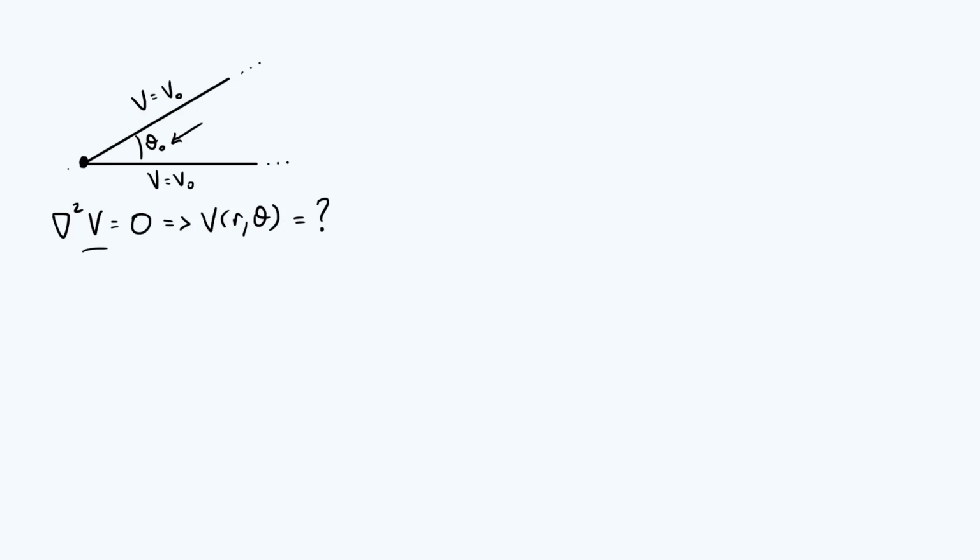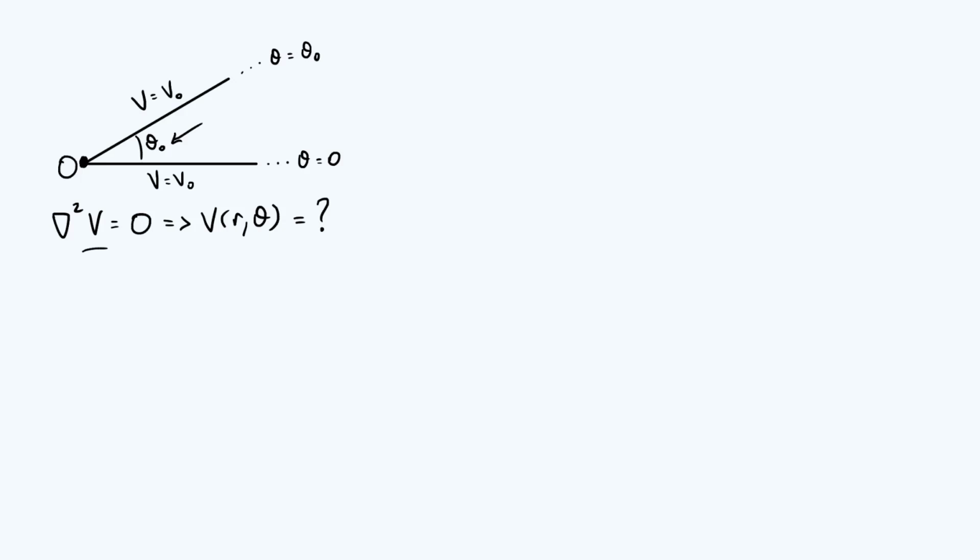I'm putting the origin of our coordinate system over there, and this already allows us to write down the defining equations of the two half lines of constant V. The horizontal one is just defined by theta equals 0, and the sloped one is defined by theta equals theta naught.